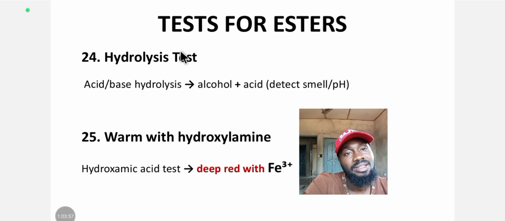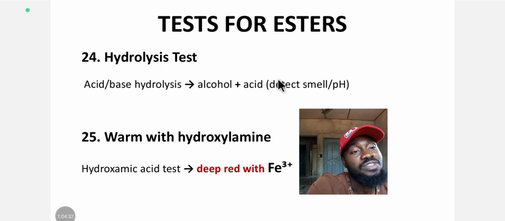Test for esters, number 24. The first test for ester we have here is hydrolysis, which is acid/base hydrolysis. You hydrolyze with acid and base, and it gives you alcohol plus mineral acid. Detect the smell/pH. Check for the smell. Does it have a sweet smell? If it gives you a sweet smell, just know that ester is present. The hydrolysis test is used to test for ester.